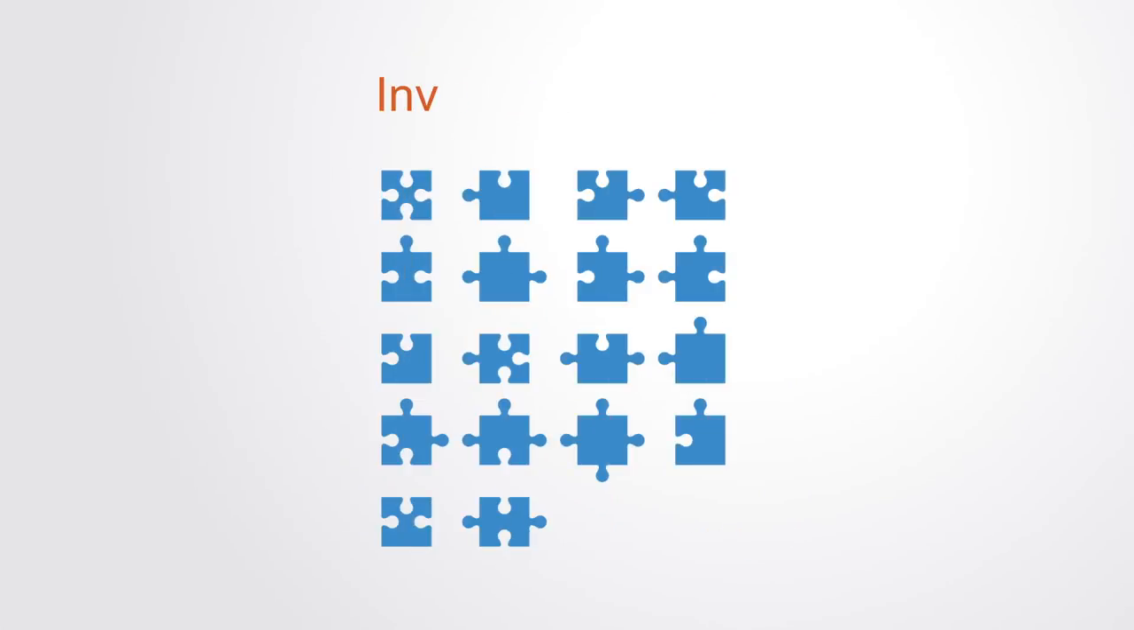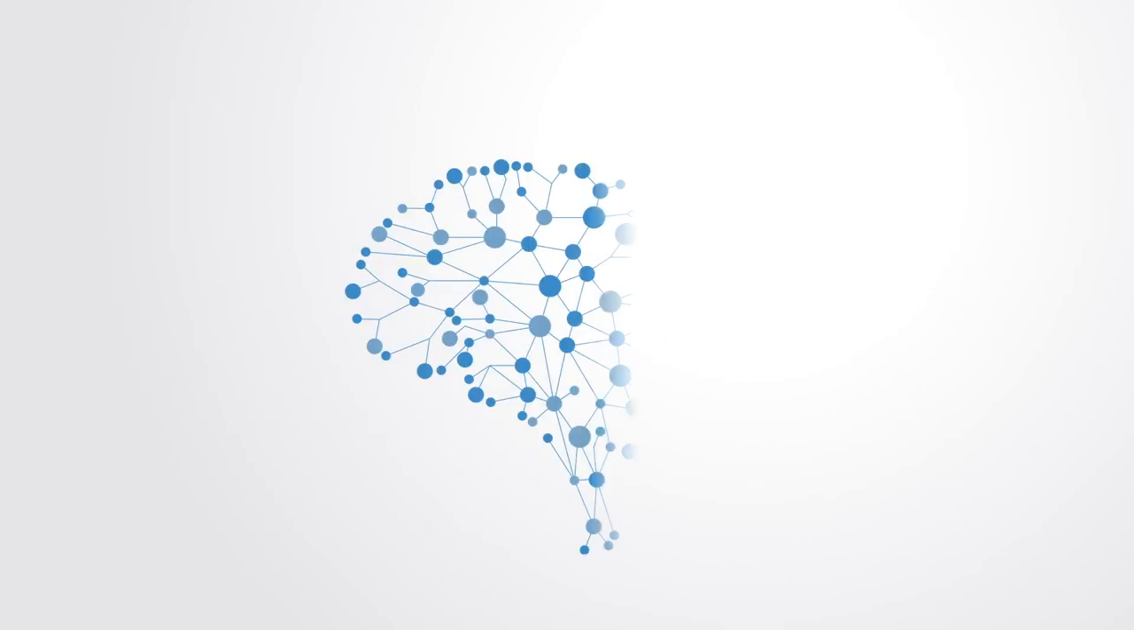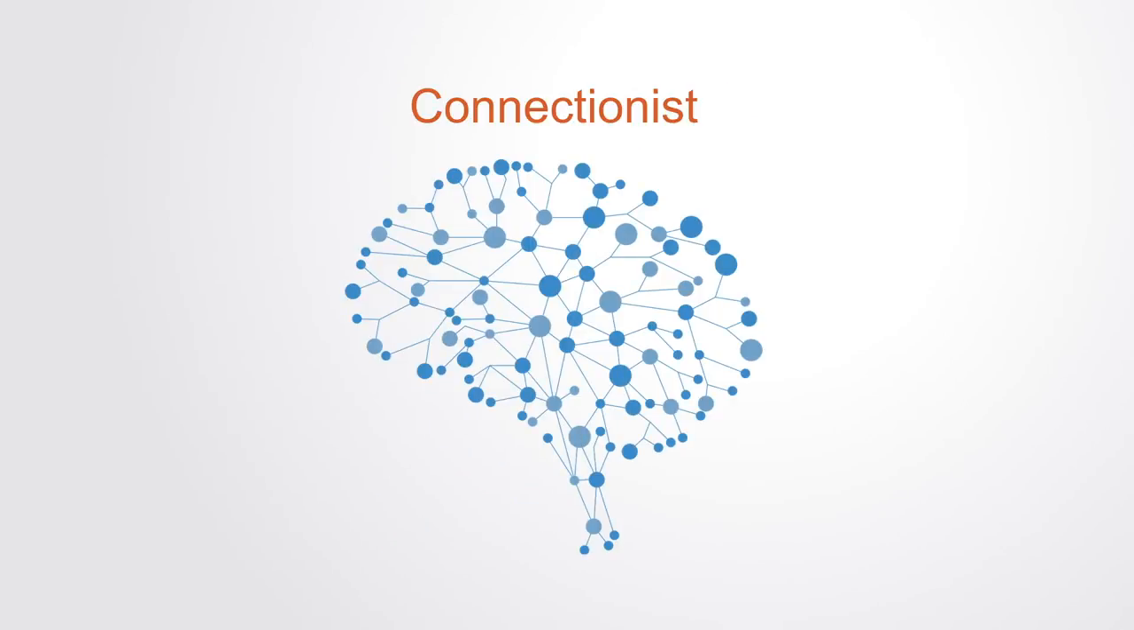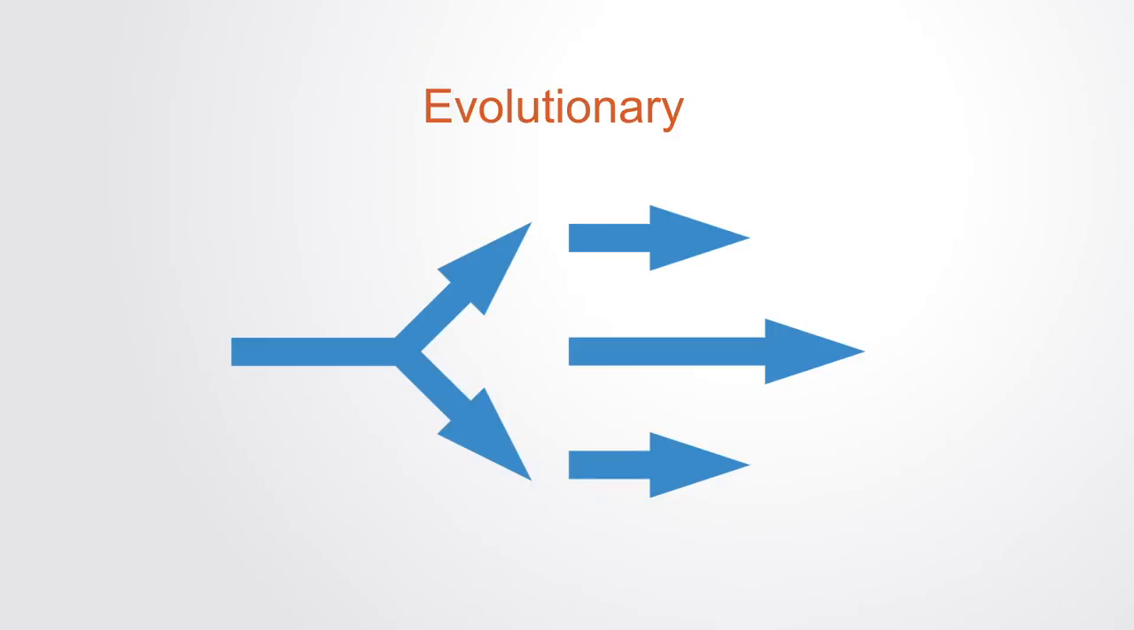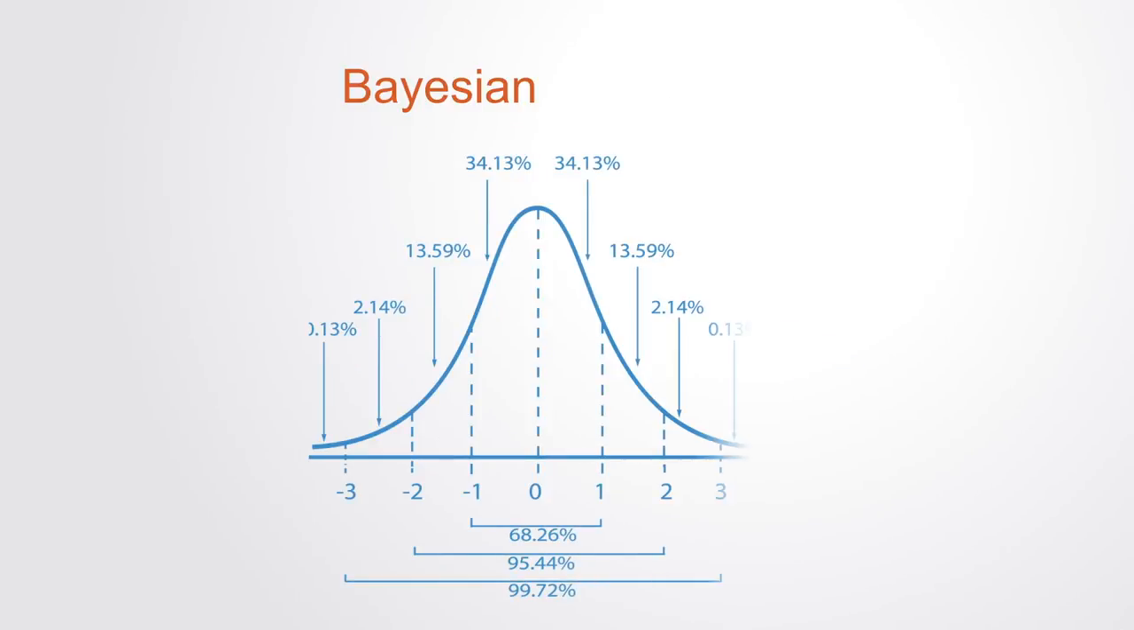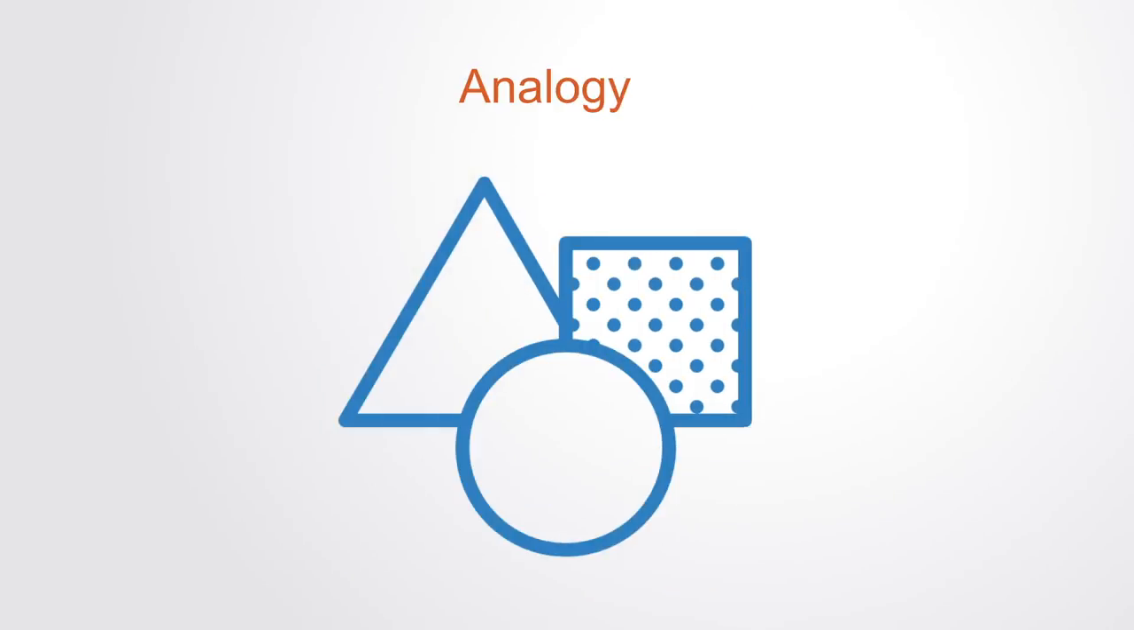First is filling in gaps in existing knowledge through inverse deduction. Secondly, mimicking the human brain, which is associated with the connectionist neural network approach. Thirdly, evolutionary selection, which is associated with techniques that enable the computer to simulate evolution. Fourth is reducing uncertainties through statistics and Bayesian inference. And lastly, making contrasts between old and new sets of information through the use of analogy.